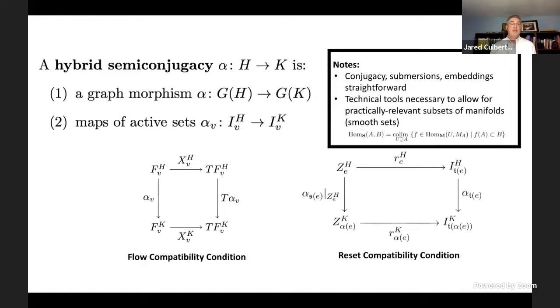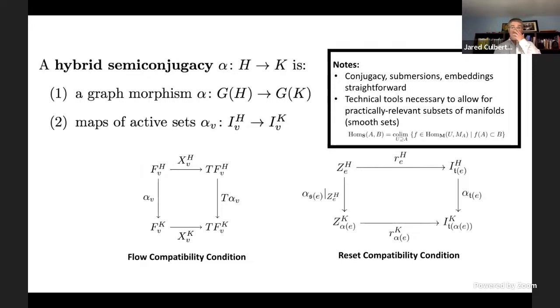And so here you get an underlying graph morphism on the underlying graphs, and then at each node you also get smooth maps between the continuous sets, and they satisfy the obvious compatibility conditions, both in the continuous flow compatibility and for the reset maps, that these diagrams can use. Things like conjugacy, submersions, embeddings are all very straightforward here once you have these basic definitions.